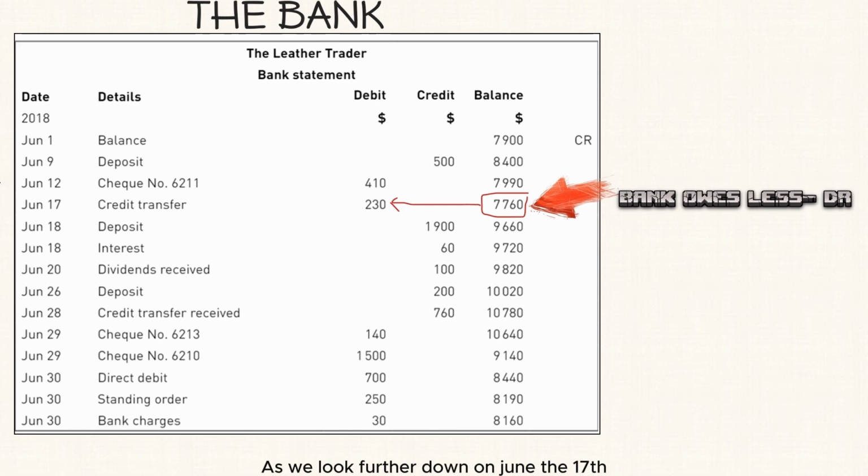As we look further down on June the 17th, we can see that there was a credit transfer of 230. That is a debit, which means that money came out of the account. The amount of money that the bank owes the customer has now reduced to 7,760 from 7,990.